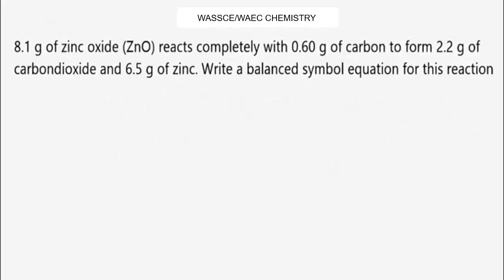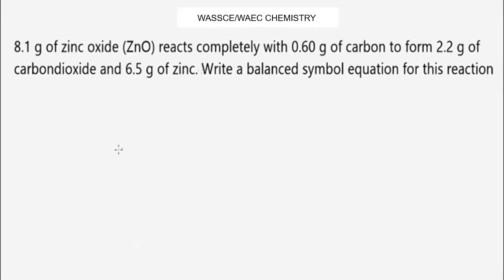Remember that we are looking at how to balance chemical equations using reacting masses. This question says 8.1 gram of zinc oxide reacts completely with 0.60 gram of carbon to form 2.2 gram of carbon dioxide and 6.5 gram of zinc. Write a balanced simple equation for this reaction.